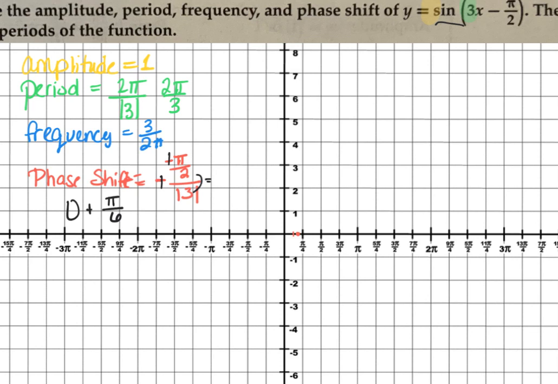Normally I would go from 0 to 2 pi, because normally my period is 2 pi. But my period has changed. My period is 2 pi over 3. So if I start at pi over 6, I need to end 2 pi over 3 away from there. I take pi over 6 where I'm starting and add my period, 2 pi over 3. I need a common denominator, which is 6, so that's 4 pi over 6. So I should end at 5 pi over 6. Again, I'm not looking for exact. 6 pi over 6 is going to be right here at pi. Make sense?